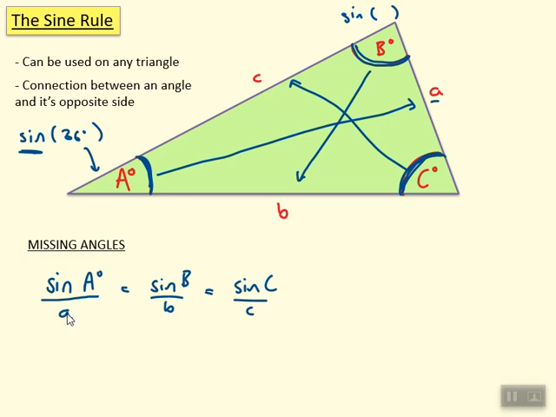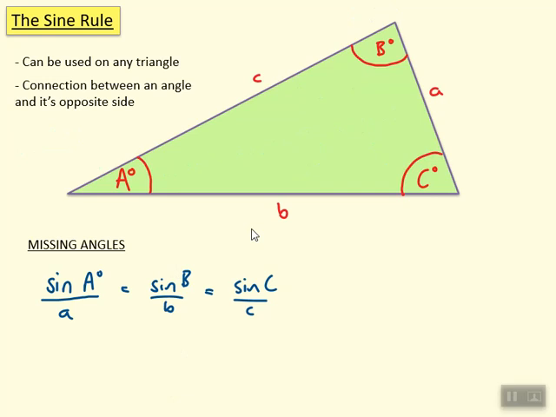This version here is for missing angles, but we'll talk about that in a minute. But the thing about the sine rule is that it can be written in two different ways. So I can write the sine rule upside down. What I mean by that is, if I take a length, let's say the length A, and divide it by sine of the angle opposite it, then that's equal to any other length.